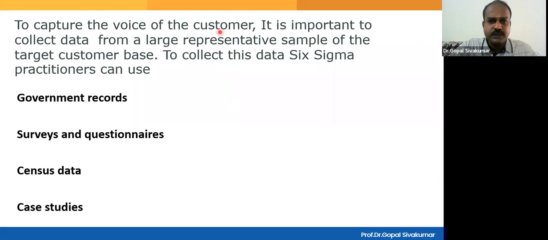Now one more question. To capture the voice of the customer, it is important to collect data from a large representative sample of the target customer base. To collect this data, generally Six Sigma practitioners use government records, surveys and questionnaires, census data, and case studies. So which is the best option? Doing a survey to the specific customer segment using questionnaire is the best option. So whenever you are running out of information, the best tool that you can use to understand the problem clearly is to go for surveys using properly designed questionnaires.